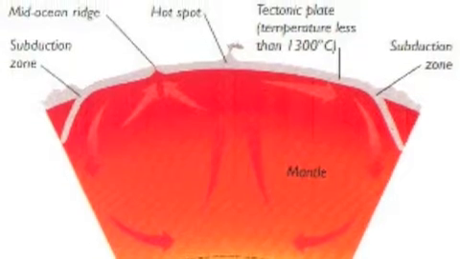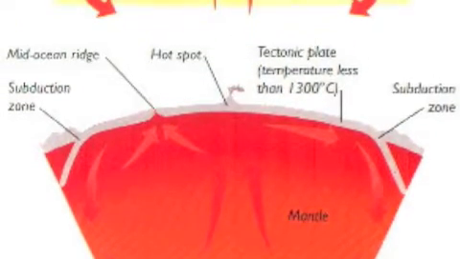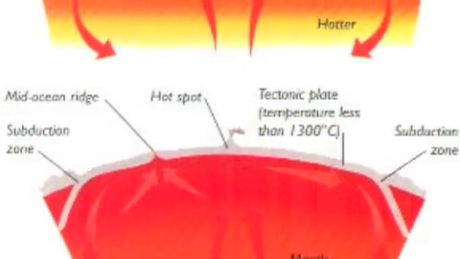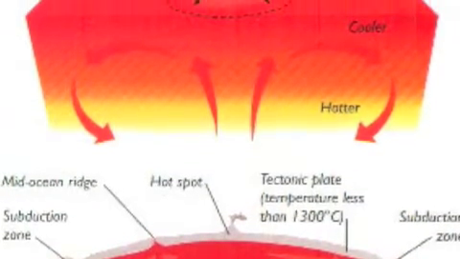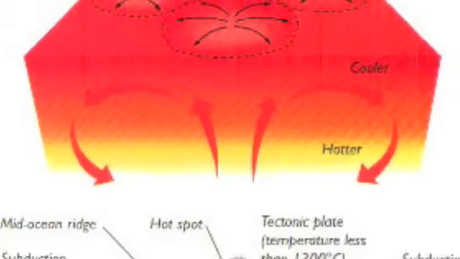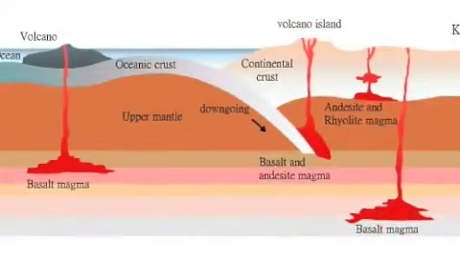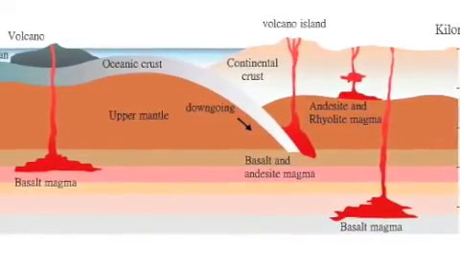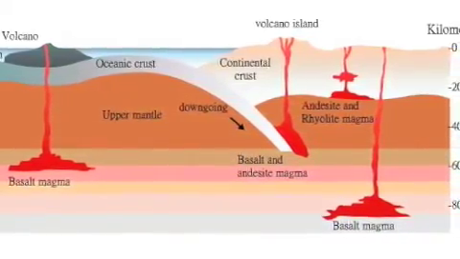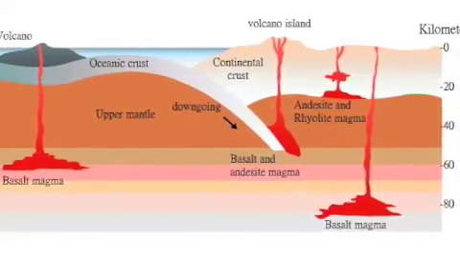Convection currents in the asthenosphere are caused by differences in temperature. They move materials up and down throughout the mantle. This diagram is a representation of how new crust is formed when hot magma rises to the surface and cools.